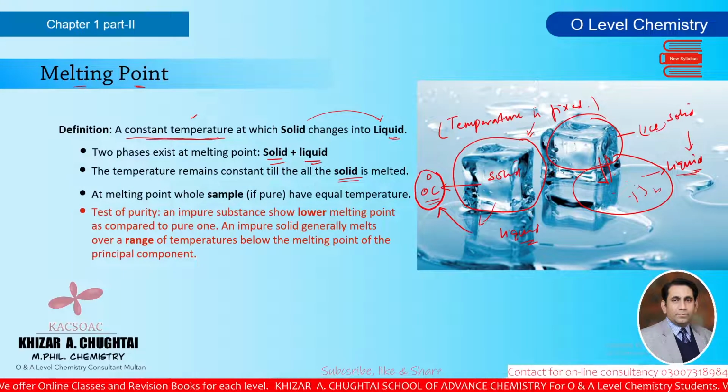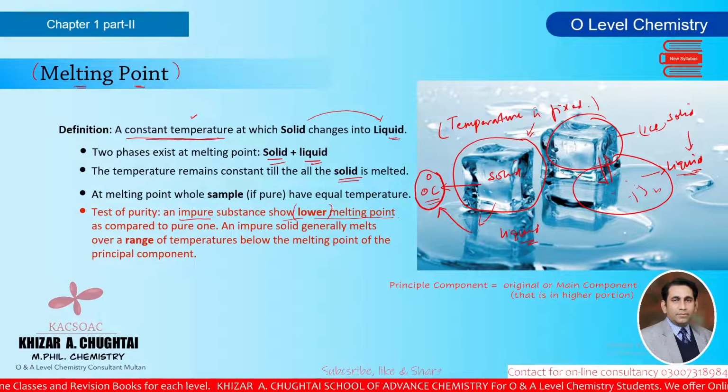The next one is test of purity. Impure substances show a lower melting point. So melting point is a tool to check the purity of a substance. If a substance is impure, then its melting point will be lower and it will show a range of melting points. Its melting point will be lower as compared to its original component, its principal component.